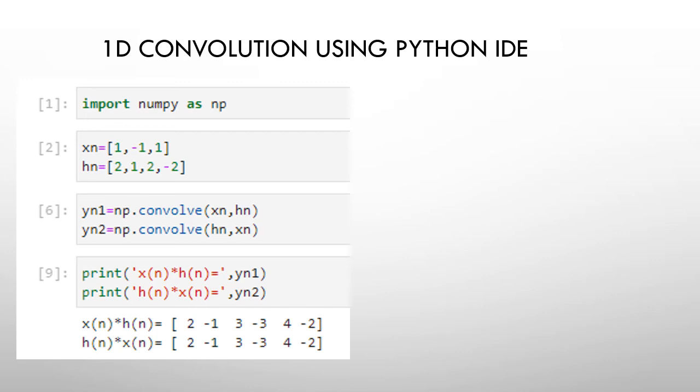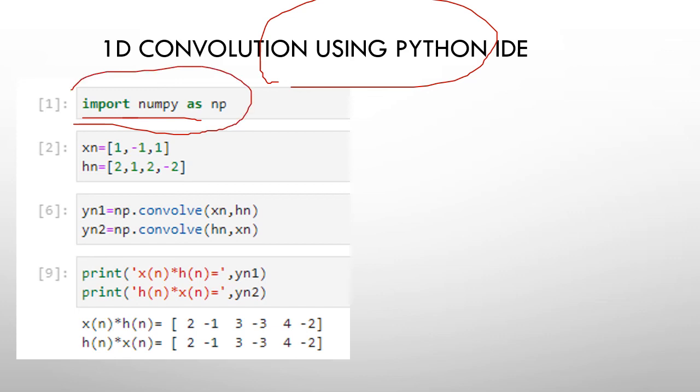Now we will verify our result using a Python IDE. You can use any Python IDE for this exercise. I have used Jupyter Notebook because I am comfortable using it. You need a Python library called NumPy, numeric Python, for convolution. I have already installed NumPy and imported it onto my notebook. This is the first line of Python code. Then I have defined both the sequences, x of n and h of n.